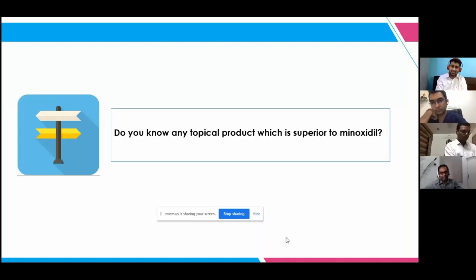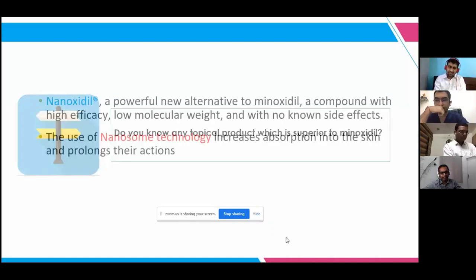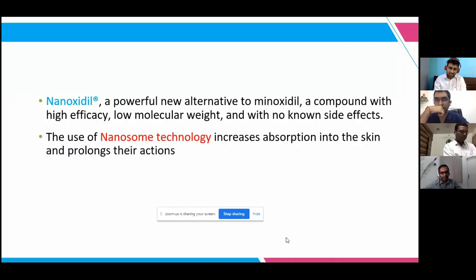Yeah, actually, I was going through the literature. This question, I myself know the answer, but I found one preparation where they have used nanogem technology. That's called nanoxidil. It is a preparation of minoxidil only, but they have used nanogem technology. I think the company should take this up and come with nanogem technology where it is superior. That is what they say. I'm not sure about it, but this is some information I could gather from the literature.